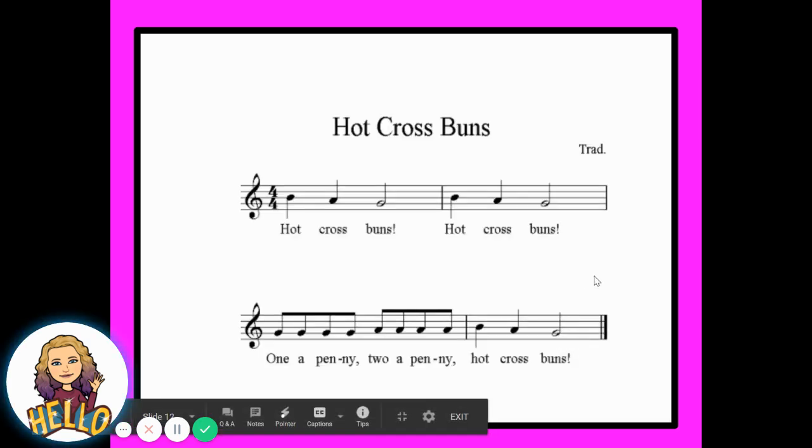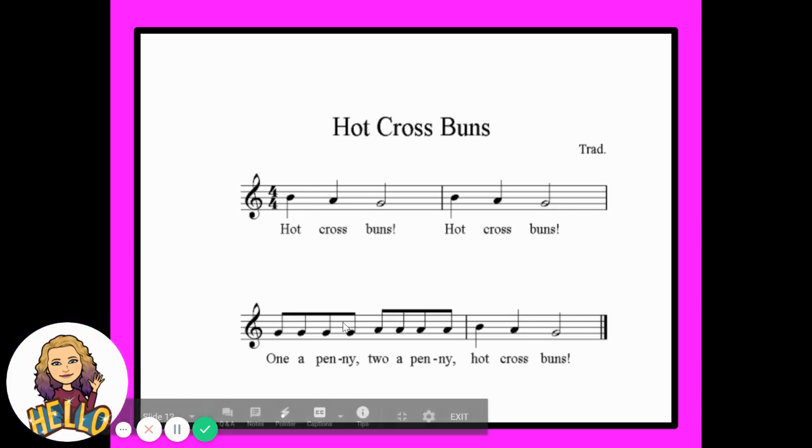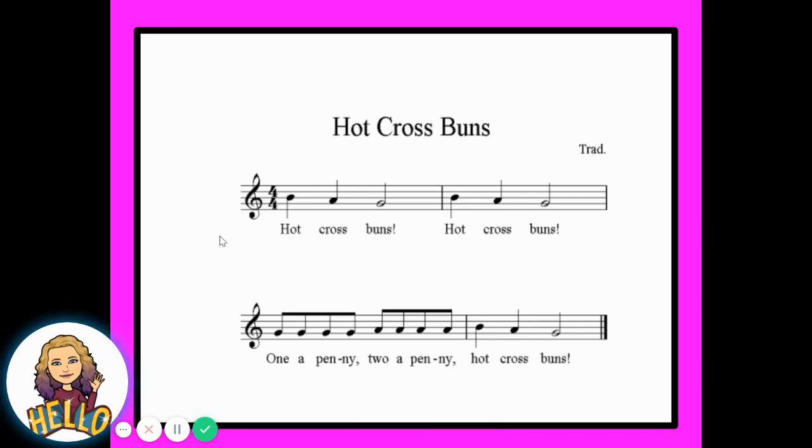Now let's take a look at a piece of music. My 5th graders, no matter if you were in strings or in general music last year, you should recognize this song, Hot Cross Buns. Let's take a look and identify the musical symbols we've learned about. You've got your staff, 5 lines and 4 spaces. You've got your treble clef, indicating these notes are higher. They're meant for instruments such as the recorder or voices such as yours.